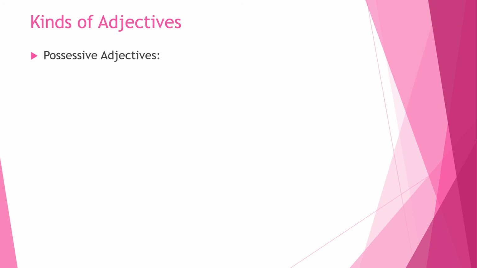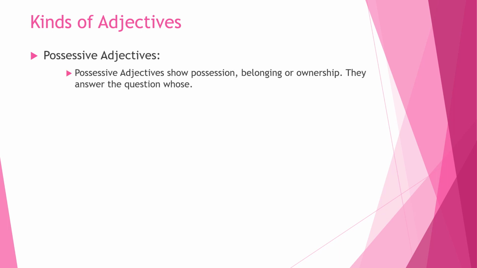The next kind of adjective is possessive adjective. Possessive adjectives show possession, belonging, or ownership. Possession means belonging or ownership. They answer the question whose.